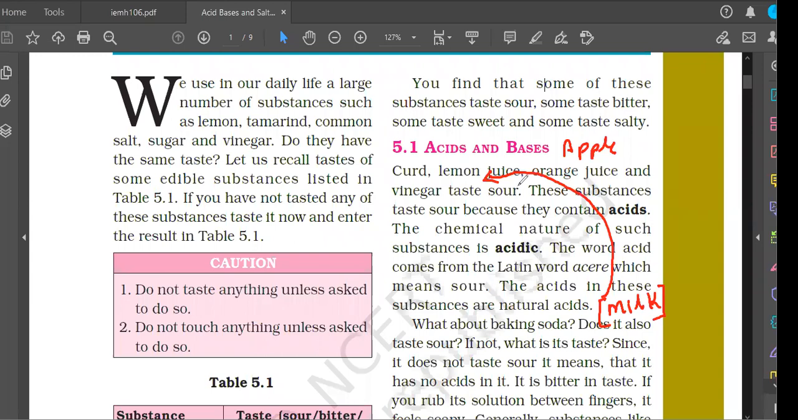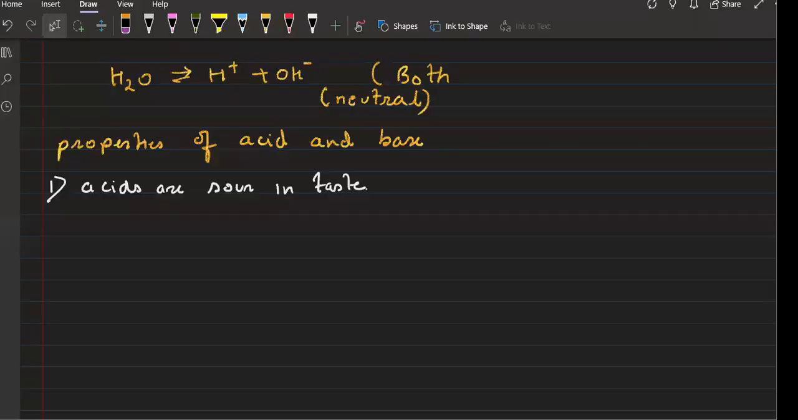Now the acid which is in milk is called lactic acid. So you can write it down. Wait, I'll just write it down. So the most common acids that we eat: in milk, this is lactic acid.